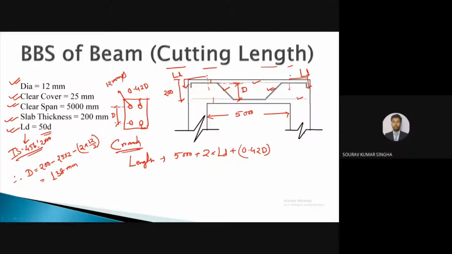And we have 2 cranks, so that is why we need to multiply it with the 2. Now you can ask, sir, how this particular value, 0.42D, came. Definitely I can also show you.